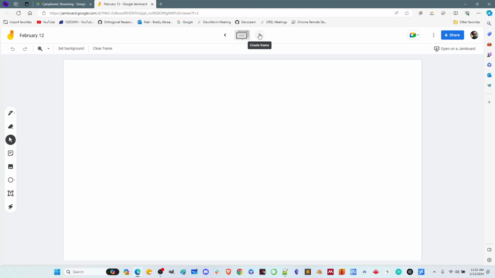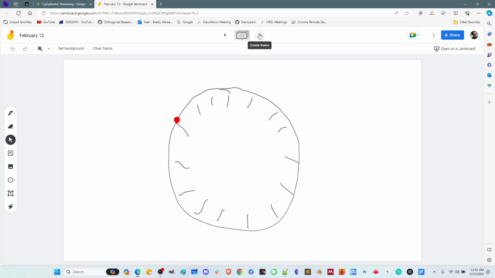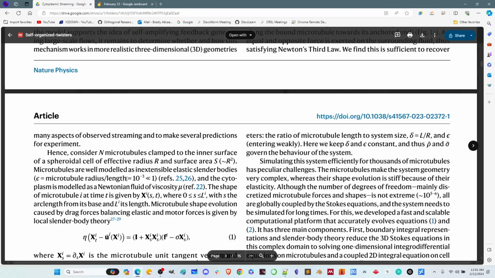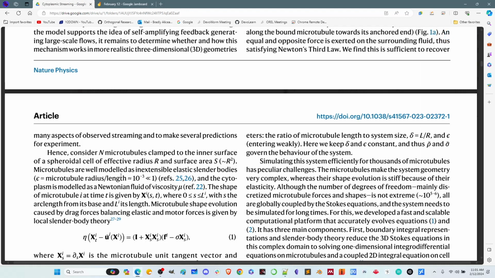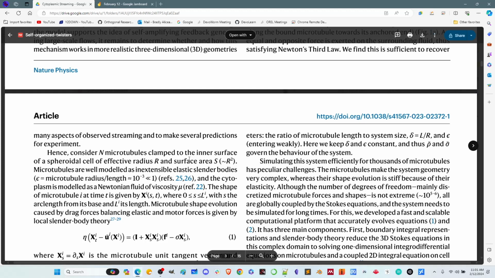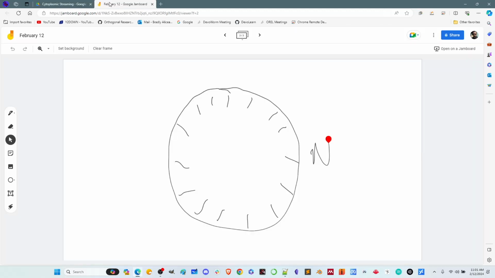And so we have our cell here. We have the cortex here with the microtubules kind of lining this. And so now, according to the paper, we consider N microtubules clamped to the inner surface of a spheroidal cell of effective radius R, surface area S. So the surface area is this area here, and then R is the radius out to here. So we need all these parameters to model this.